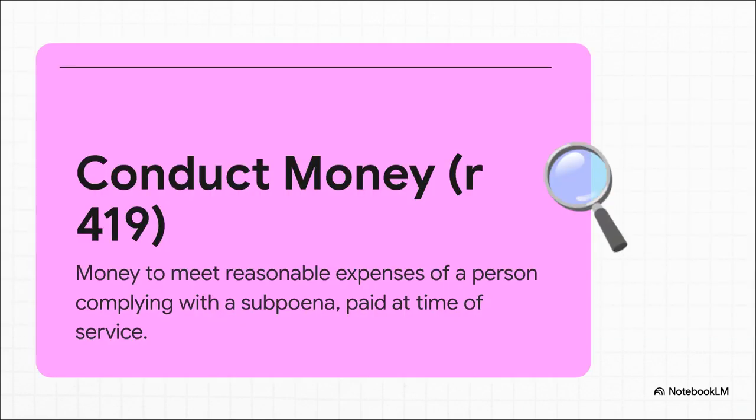Now let's zoom in on a detail that trips up so many people, conduct money, which is all laid out in Rule 419. This is not just a nice thing to do, it's a hard and fast rule. If you serve that subpoena but you don't hand over enough cash to cover their reasonable travel expenses right then and there, the whole thing could be invalid. That is a classic exam question waiting to happen.